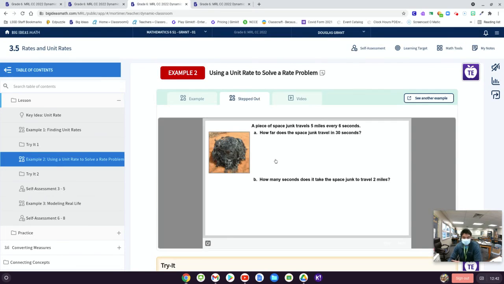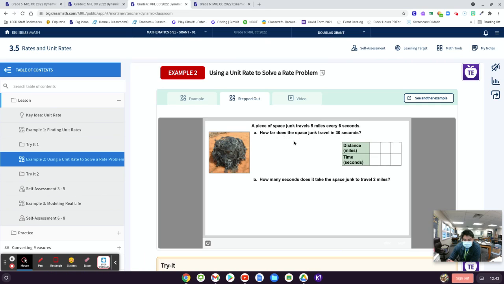Moving on to the next example, it says here a piece of space junk travels 5 miles every 6 seconds. Again, this is your ratio. 5 miles every 6 seconds. And then we have to figure out how far does the space junk travel in 30 seconds. So we're going to first go ahead and write this in a ratio table. 5 miles every 6 seconds.